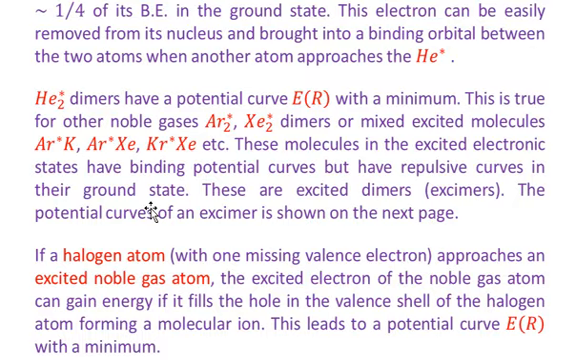But when they bind together to form a molecule, then they have a binding energy which is not repulsive. These are the excited dimers or excimers. From the excited, I have taken the words EXCI, and from the dimers, I have taken MERS. So excited dimers are called excimers. The potential curves of an excimer are shown on the next page.